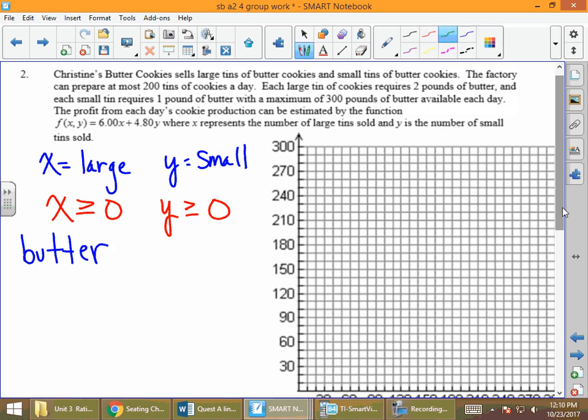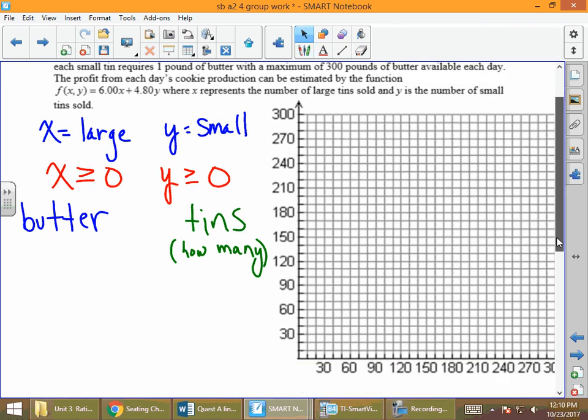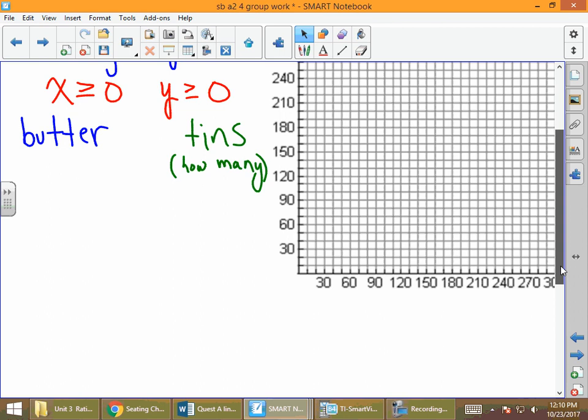Now it's hard to describe on this one. This is a little bit different from the other problems, but the other part is it says the factory can prepare at most 200 tins of cookies a day. So I wrote tins, and then I tried to write really small under here how many, which is easier said than done. And if possible, on your paper, try to write them side by side, because we're going to have to put these in slope-intercept form to draw the picture.